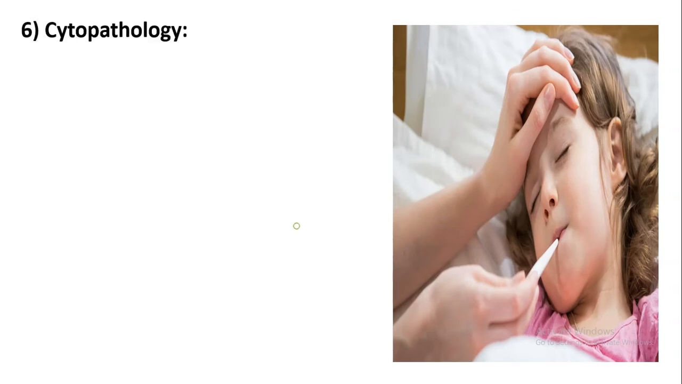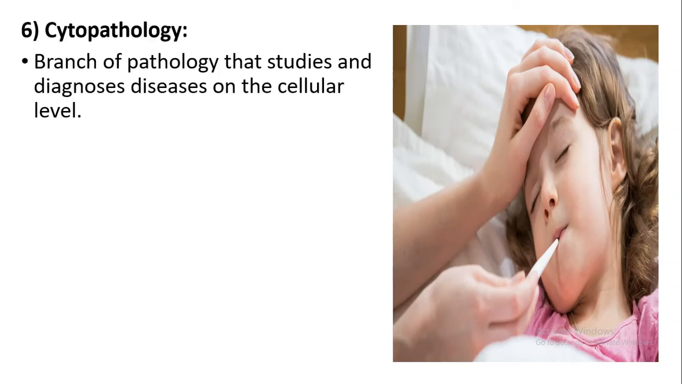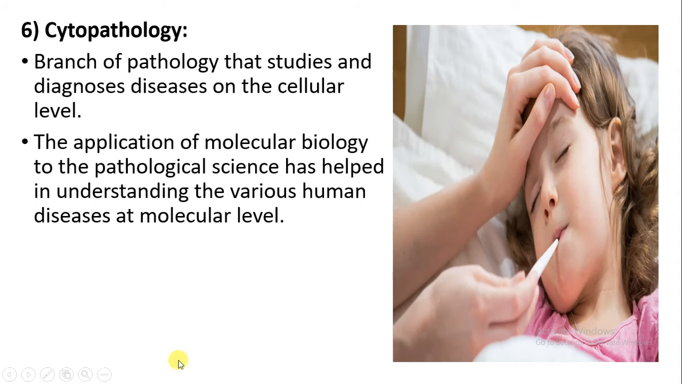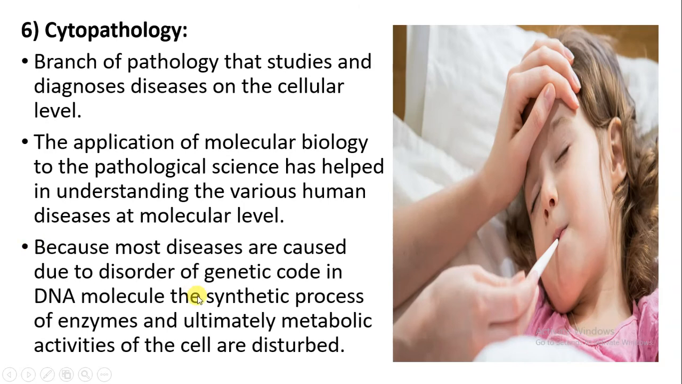Next is cytopathology. Cytopathology is actually a branch of pathology where we study how we are able to diagnose, how we are able to identify the disease at a cellular level. So here also there is a use of molecular biology. Here, the pathological science helps us to understand various human diseases at the molecular level. Most of the diseases, they are seen because of the disorder in the genetic code, that is in the DNA.